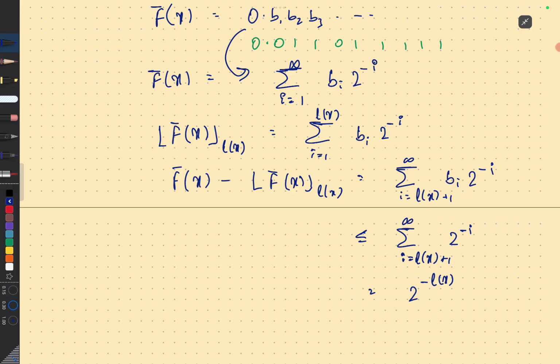So this quantity is greater than p of x by 2, which is 1 over 2 to the log 1 over p of x plus 1, which is greater than 1 over 2 to the ceil log 1 over p of x plus 1, which is simply 1 over 2 to the L of x.